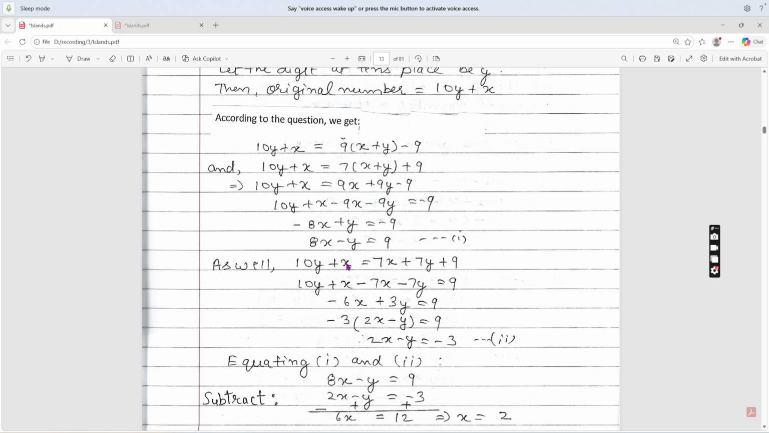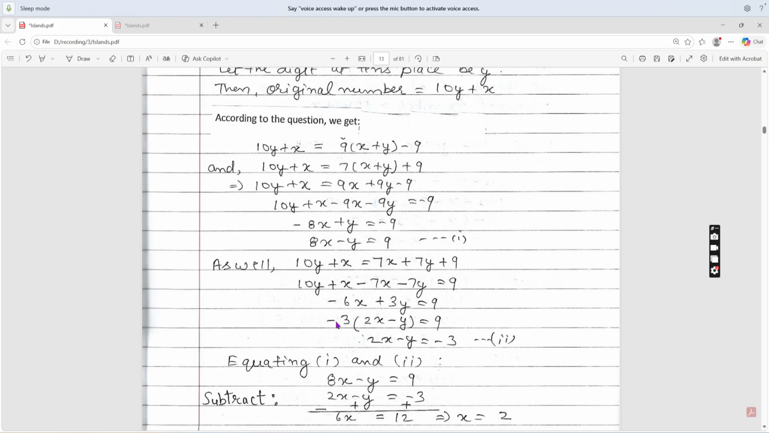As well, 10y plus x is equal to 7x plus 7y plus 9, because we are opening the bracket. Now we are going to shuffle it. 10y plus x minus 7x minus 7y is equal to 9. Now just see, x minus 7x is minus 6x. 10y minus 7y is plus 3y, is equal to 9.